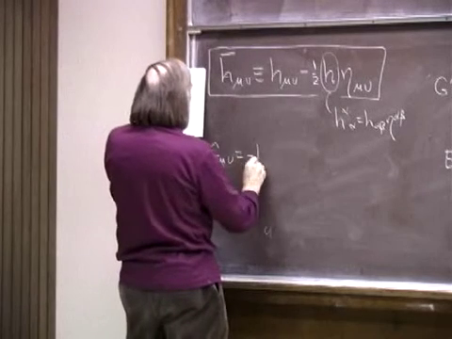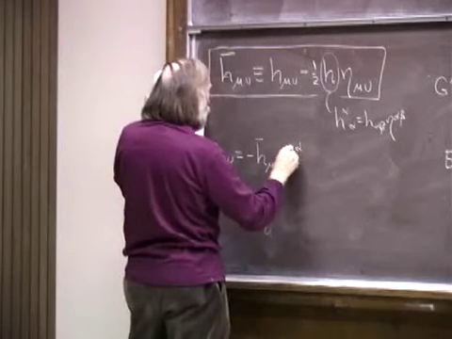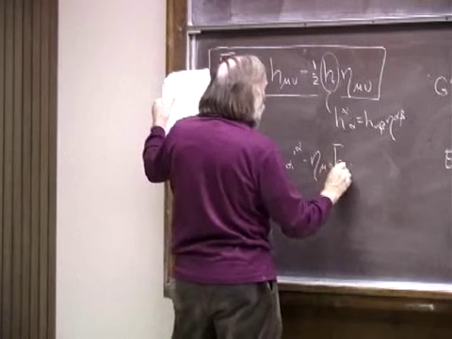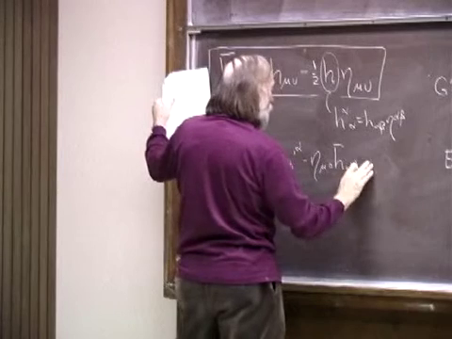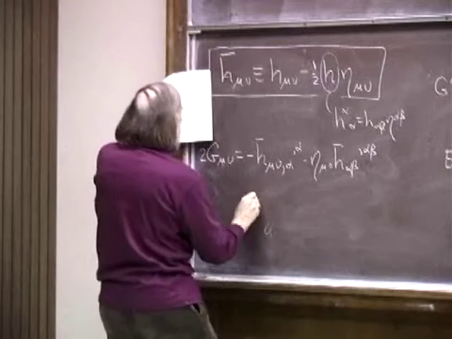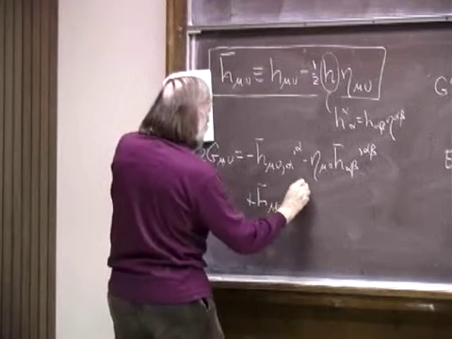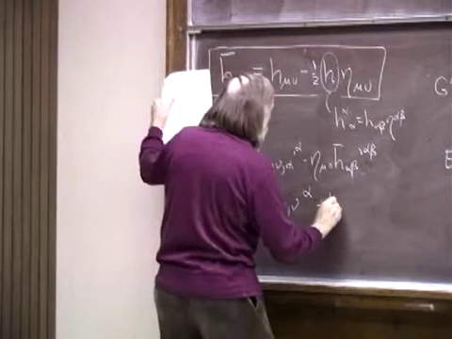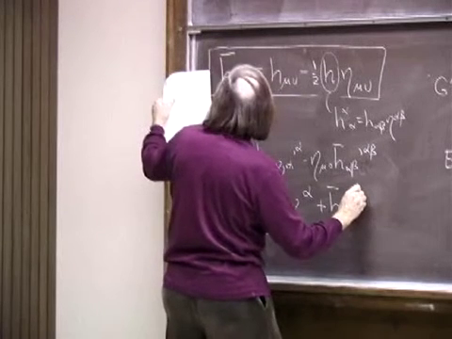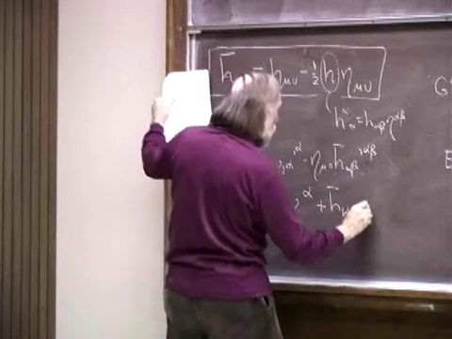Twice the Einstein tensor is minus h bar mu nu, comma alpha alpha, minus eta mu nu, h bar alpha beta, comma alpha beta, plus h bar mu alpha, comma nu alpha, plus h bar nu alpha, comma mu alpha. Okay.